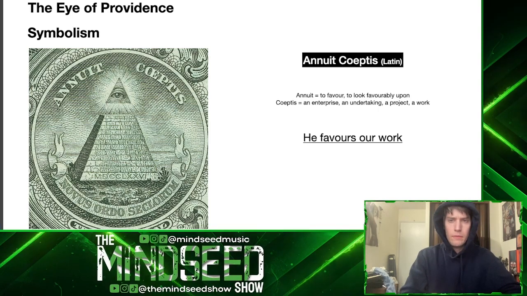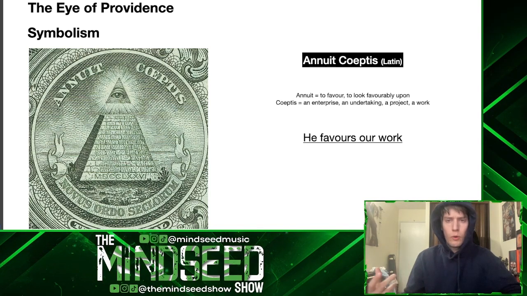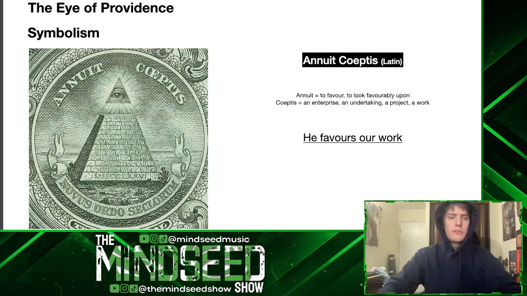Now for the Latin phrase Annuit Coeptis. Annuit means to favor, or to look favorably upon. Coeptis means an enterprise, an undertaking, a project, a work. So Annuit Coeptis translates to, he favors our work. And when we're talking about who favors the work, it's a reference to this being that's peering into our reality from this other dimension.